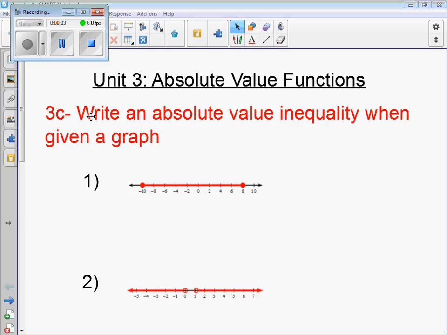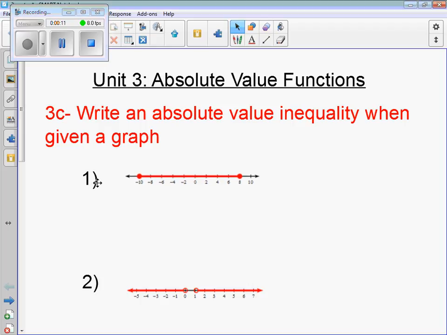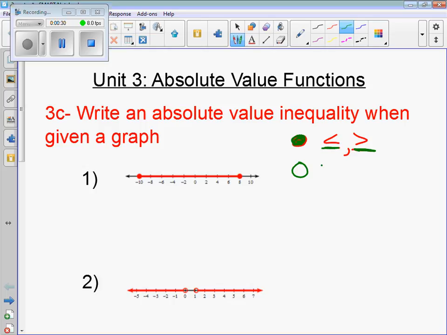So we're still in absolute values. 3C is writing an absolute value inequality when given a graph. We did a little bit of this in class, but I just want to reiterate what we did. Anytime you have a filled-in circle, that's either going to be less than or equal to, or greater than or equal to. The equal to is what fills the circle in. An open circle is greater than or less than.